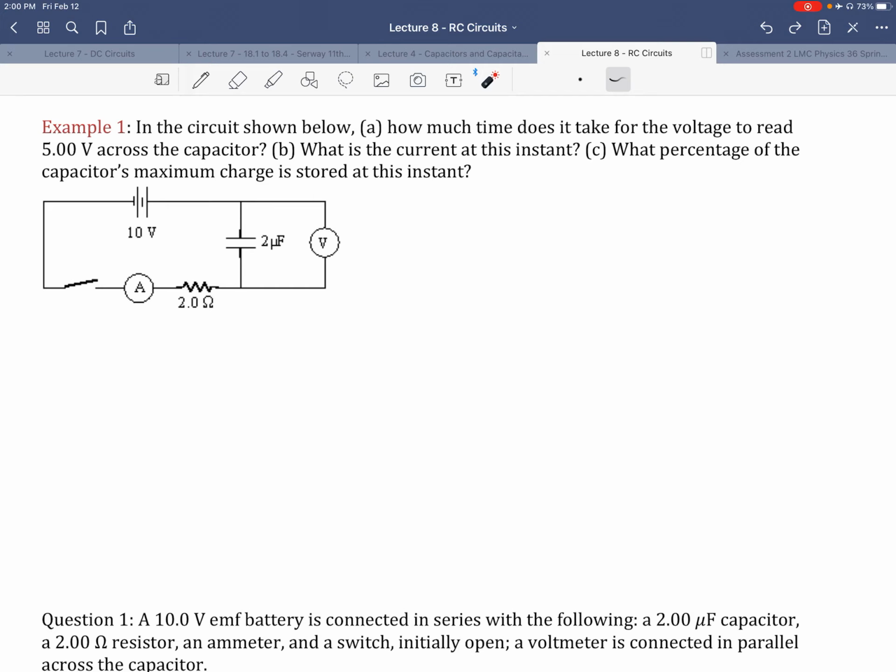So in the circuit shown below, A, how much time does it take for the voltage to read 5 volts across the capacitor? So how would we tackle that?